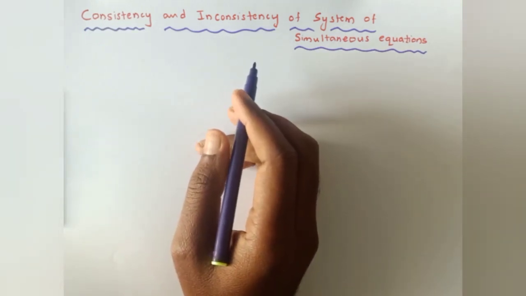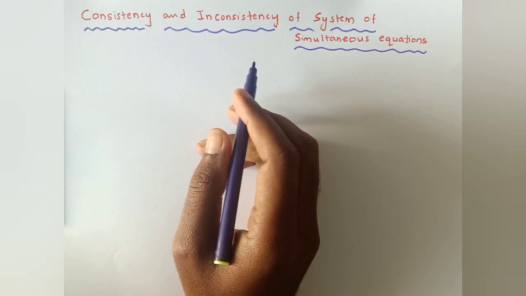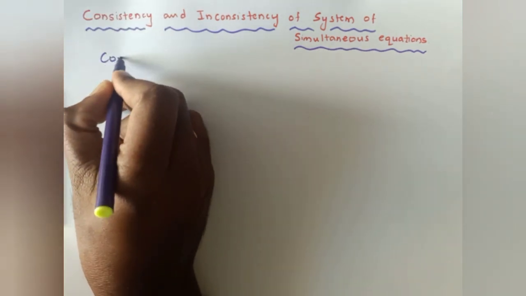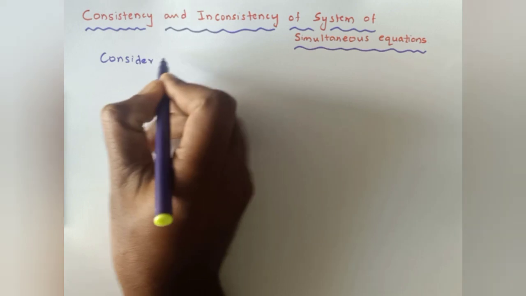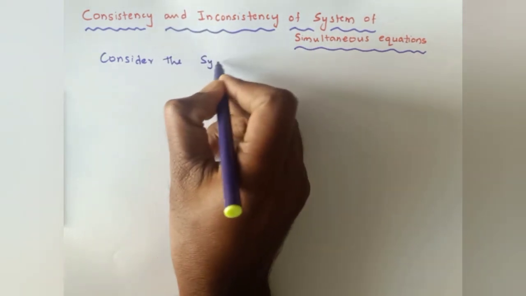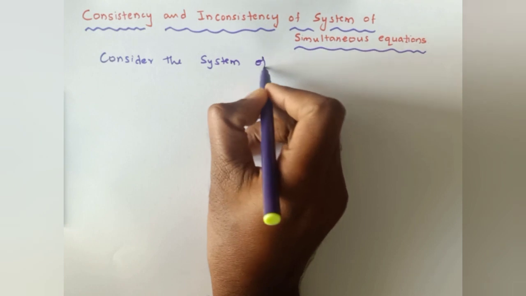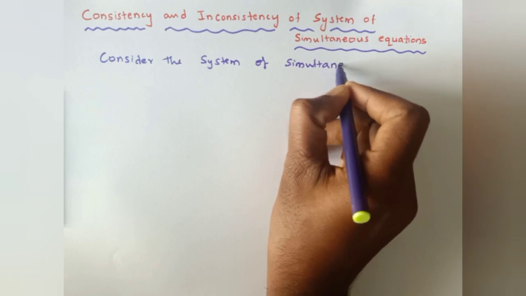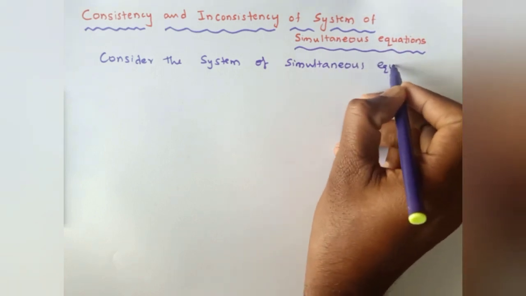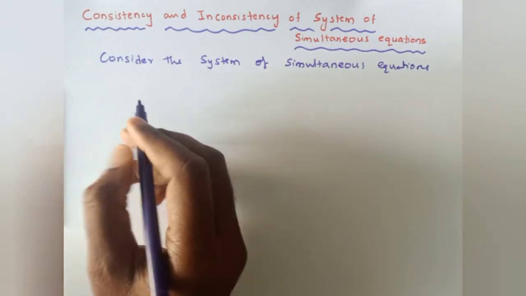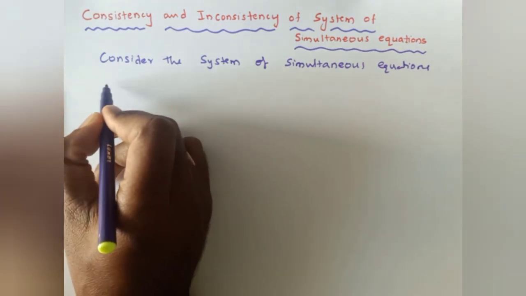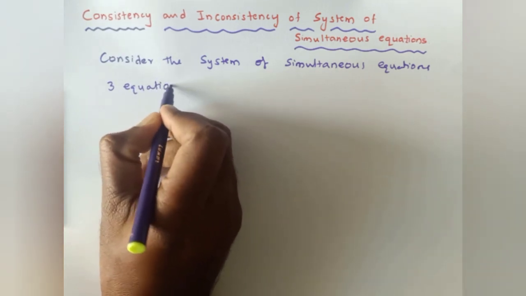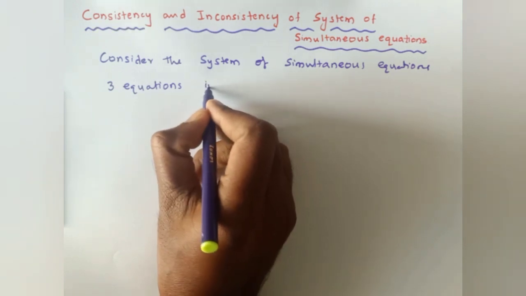So before that, we need to have an idea about the simultaneous equations. So consider the system of simultaneous equations. Consider three equations with three variables. Already we know two equations in two variables, right? So consider three equations in three variables.